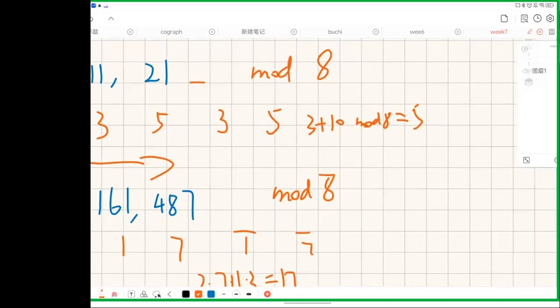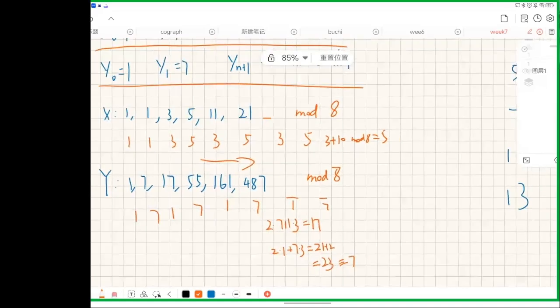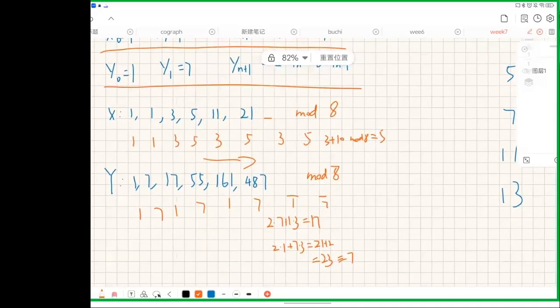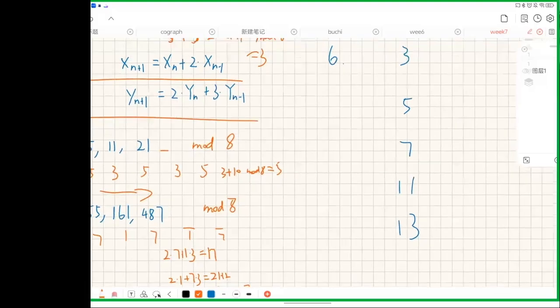So no number can be equal mod 8 to both remainders. So this shows that no term will appear in both sequence x and sequence y.